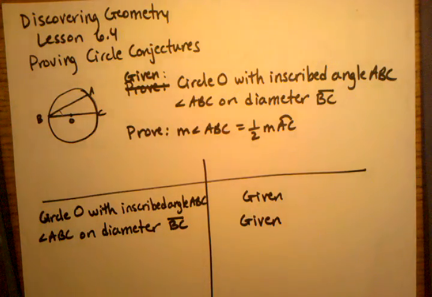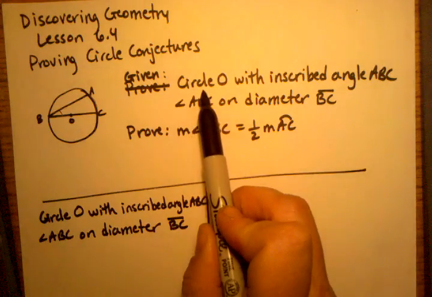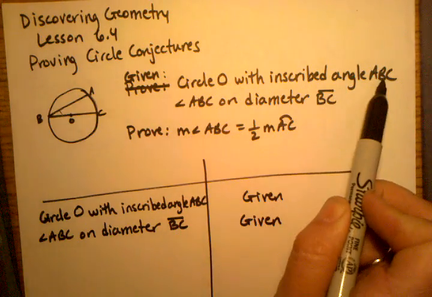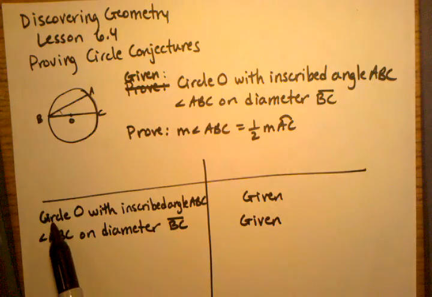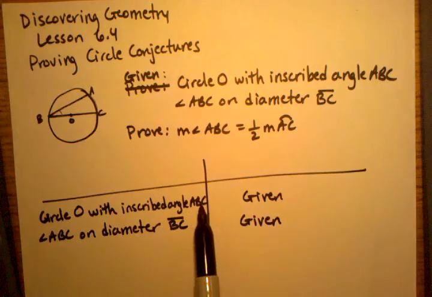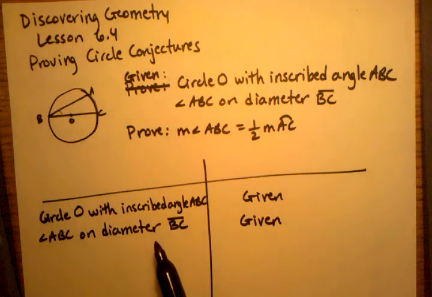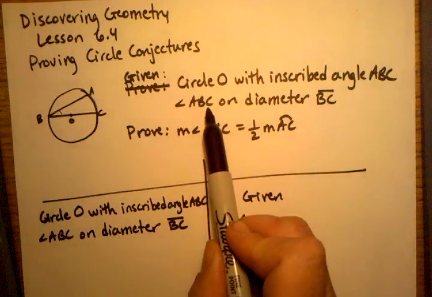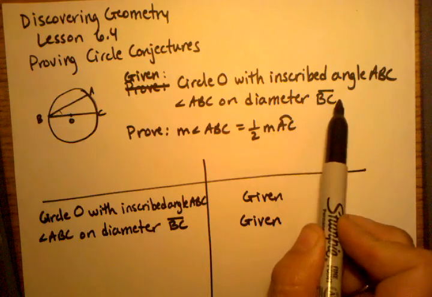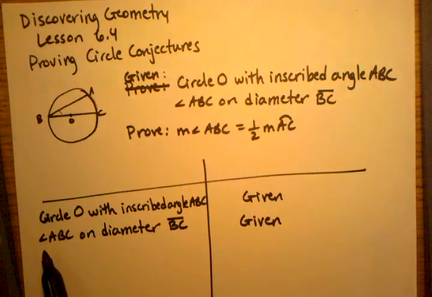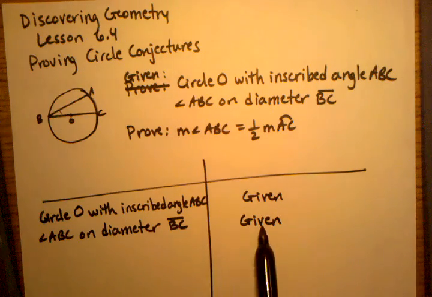In this way of proving, what I always do is start off with the given information. I'm told that there's a circle O with an inscribed angle ABC, so I put that down. That's given. The next thing I'm told is that angle ABC lies on the diameter BC. So I write that, angle ABC on diameter BC, and that's given also.